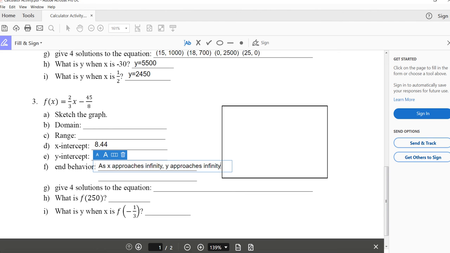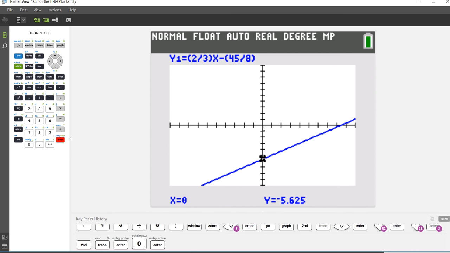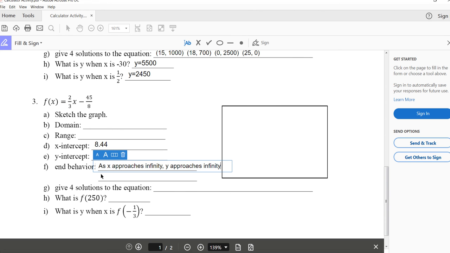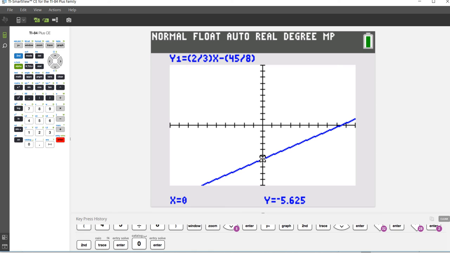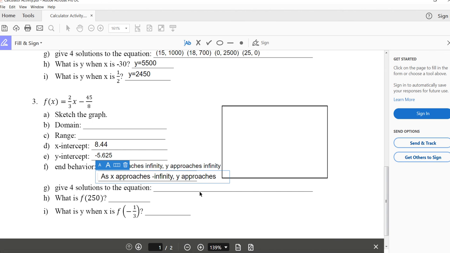Now let's talk about the negative x direction. As x approaches negative infinity, as x moves to the left, does our graph move up or down? Graph moves down. So as x approaches negative infinity, y approaches, it goes down, right? So as x goes to the left, the graph goes down. So as x approaches negative infinity, y approaches negative infinity.